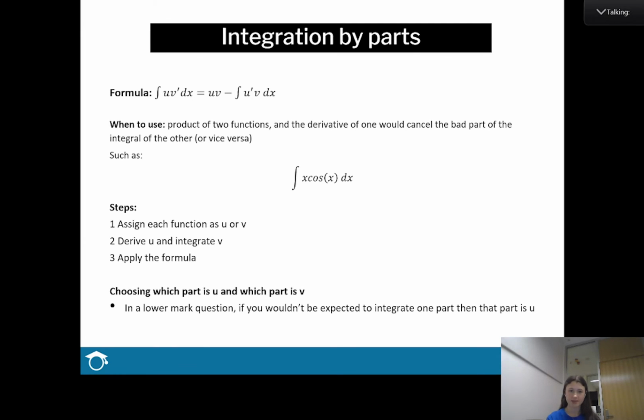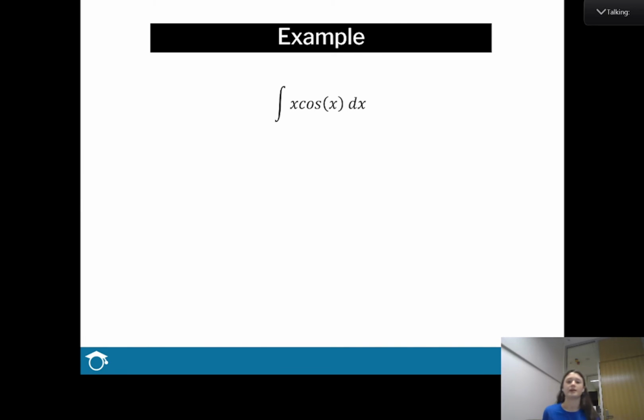However, if you have a more complex question, maybe worth 6 marks or something like that, then really anything is possible, and you just need to recognize the patterns, which you'll get better at with practice. So our example here is x cos x.